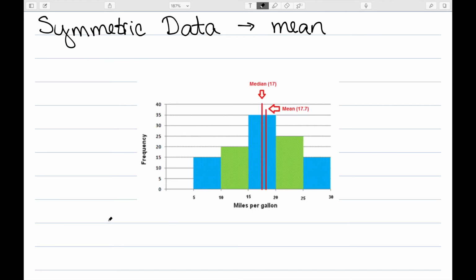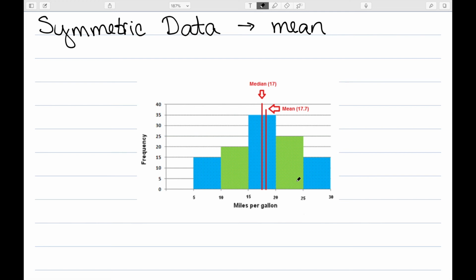If our data is roughly symmetric, the mean would be the best choice. It's a good representation of the center, and we can use it to do inferential statistics. Here's an example of something that is roughly symmetric, the idea being that we have this middle point and it looks about the same on the left and the right.